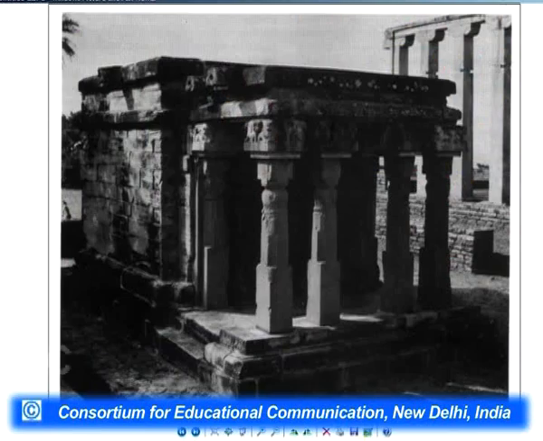Gupta temples. In the very first stage, square shaped temples were made, and these square shaped or rectangular shaped temples have a sanctum sanctorum, and at the front there is a porch, a pillared porch.